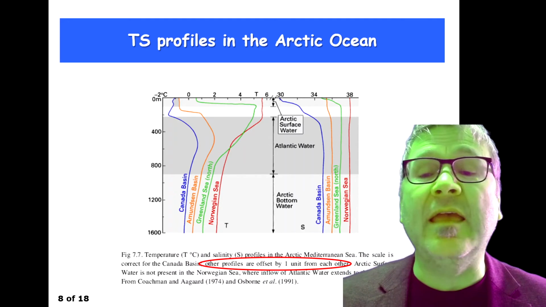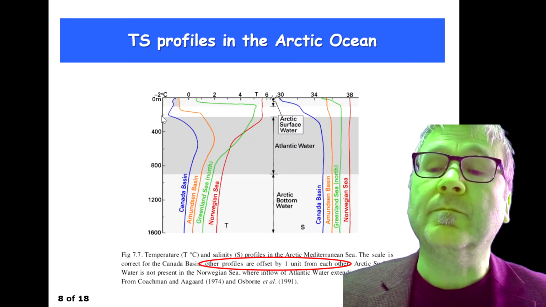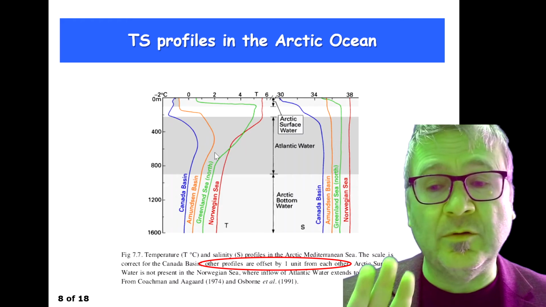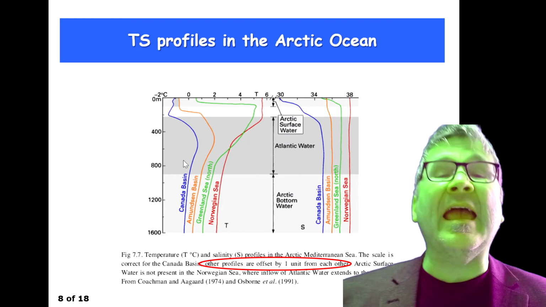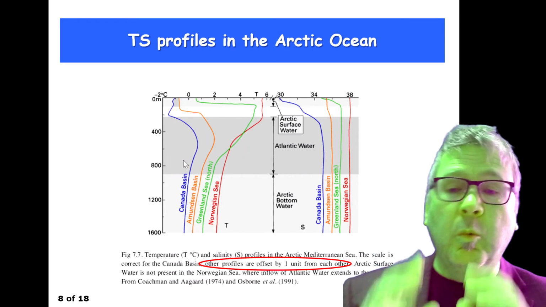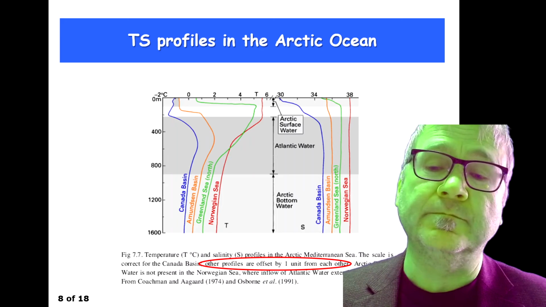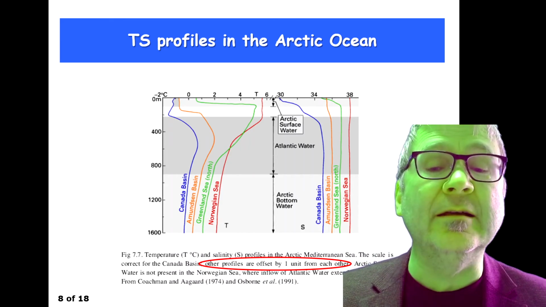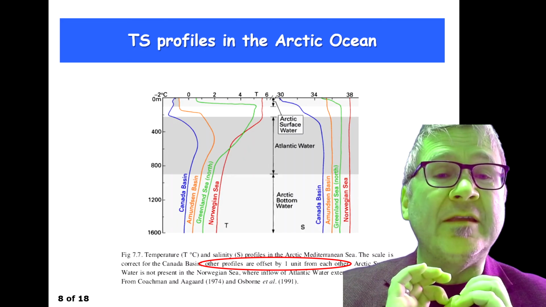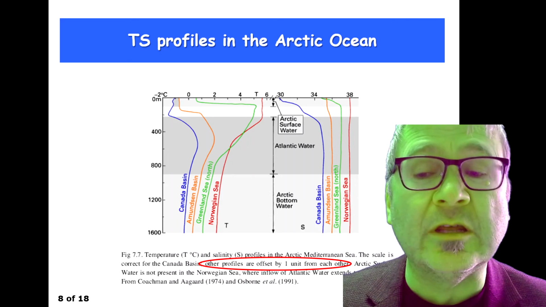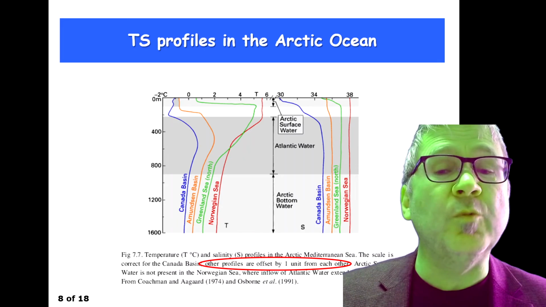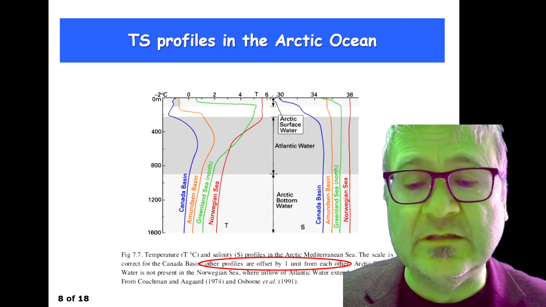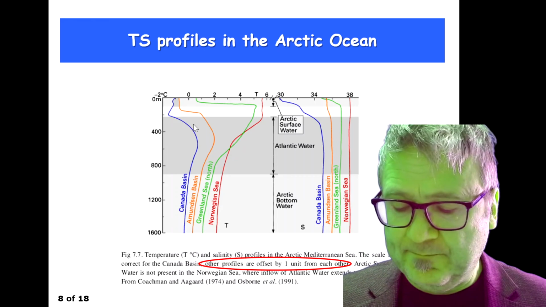The second feature is below 200 meters, you get more information on that: there is some relatively warm water in the Arctic. It's called Atlantic water here, because it can be traced back to the North Atlantic. You find this water in the Arctic Ocean at depth, not at the surface, at depth.